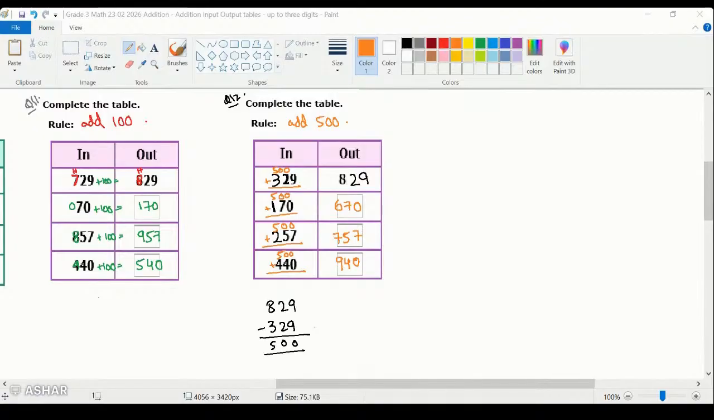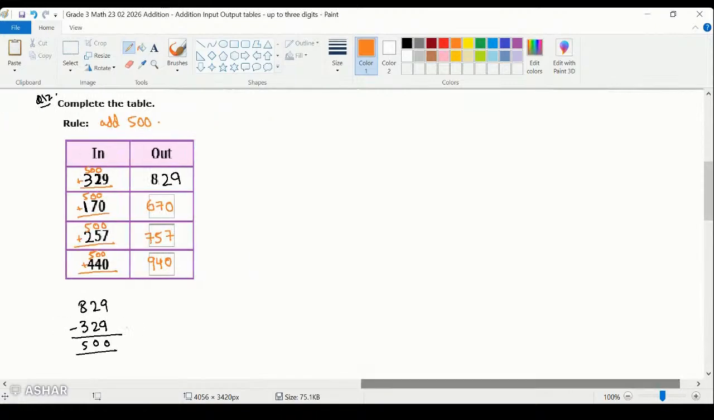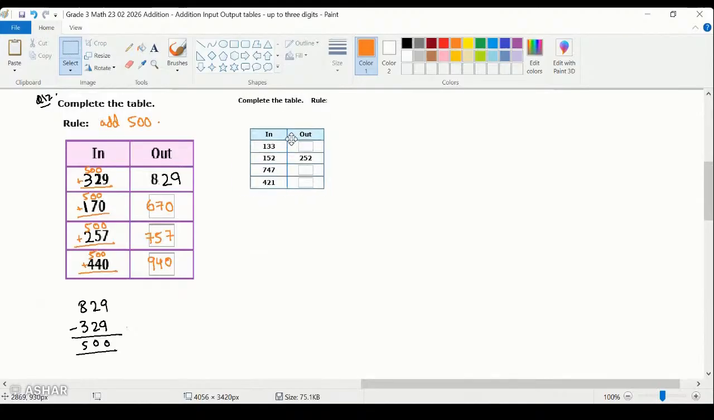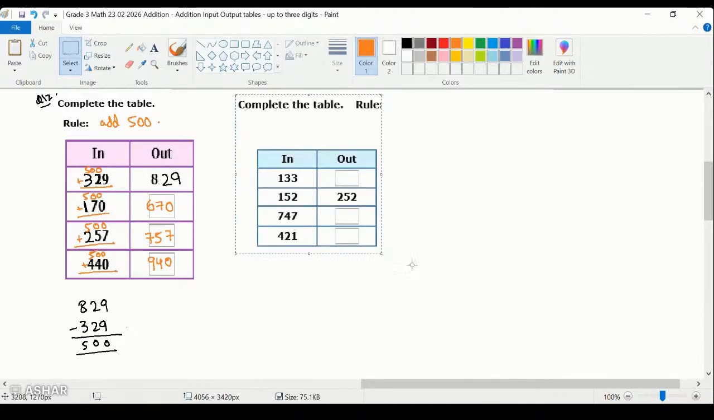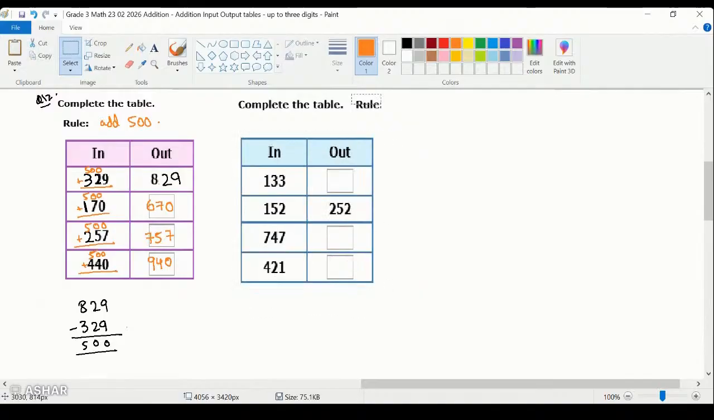For the next question, it says complete the table, find the rule. And the question given to us is question number 13. And we need to find the rule for this question. Question number 13.